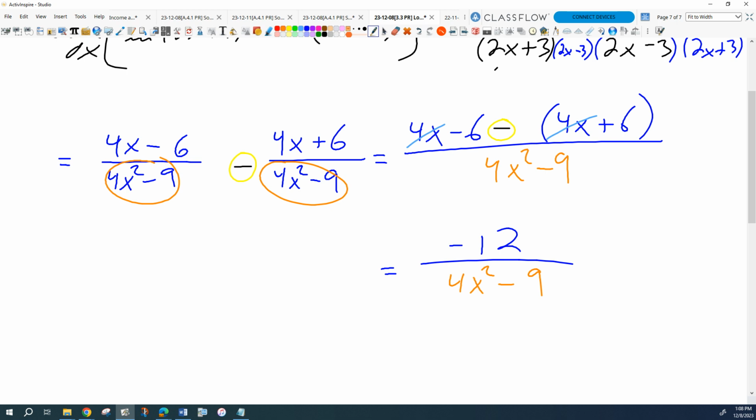Is there any way to simplify this? Let's look. No. Yours is simplified all the way. Yeah, that's simplified. There's nothing else you can do.